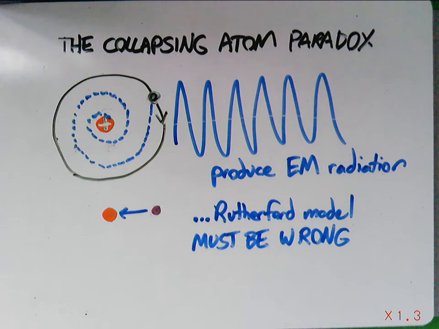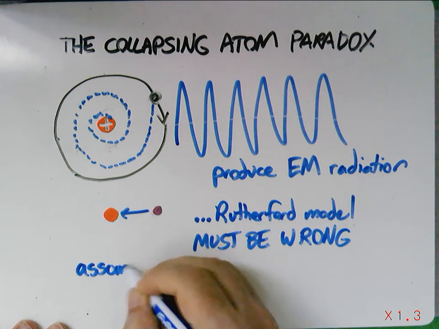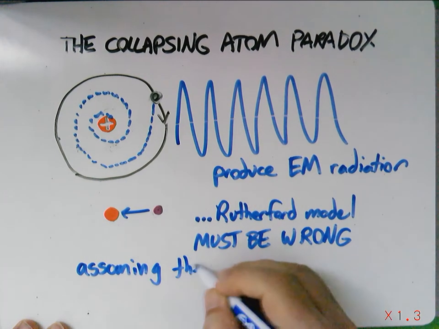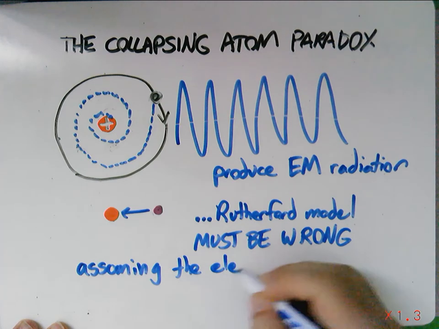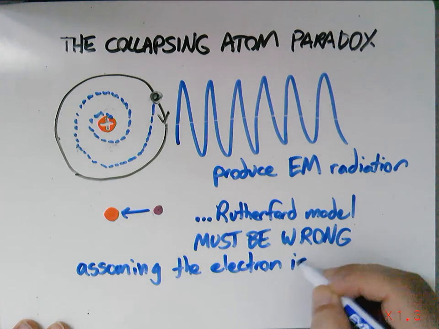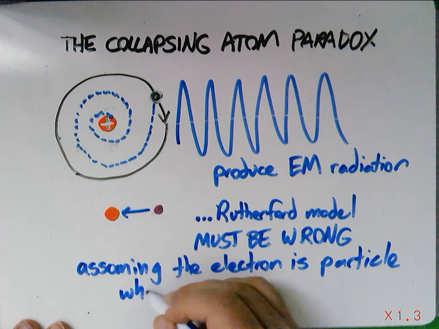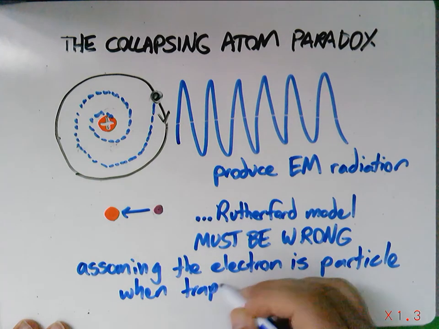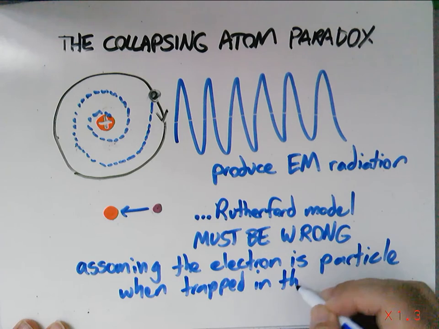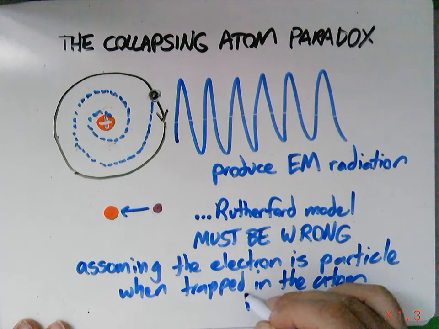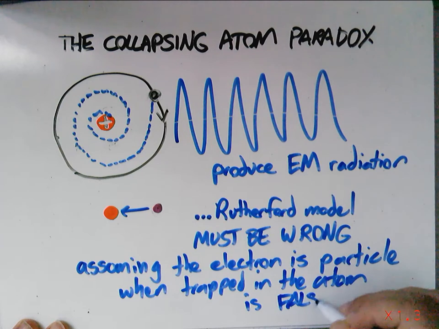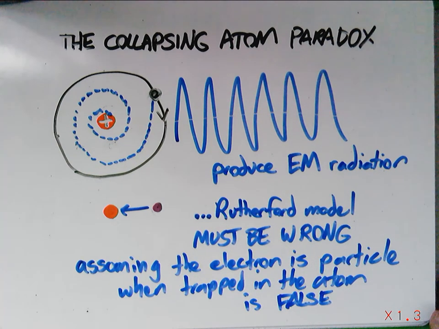But it turns out that our assumption, assuming that the electron is a negatively charged particle, is a particle when trapped in the atom, must be false. So there's something wrong with that assumption. And the collapsing atom paradox kind of points us to that.